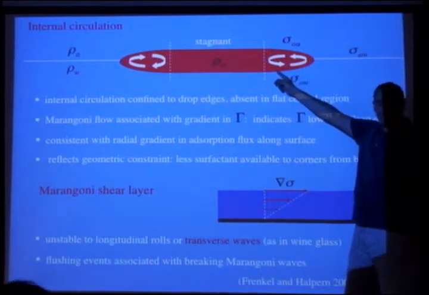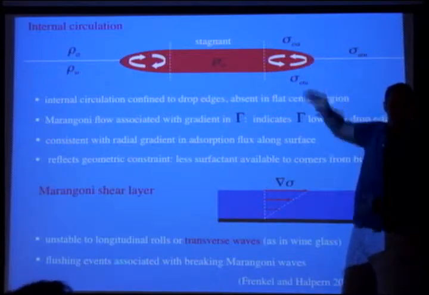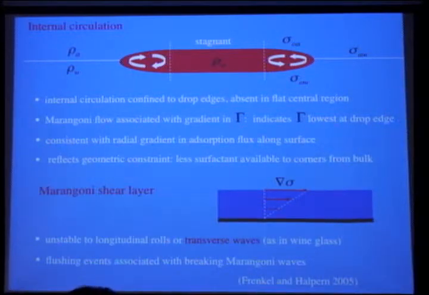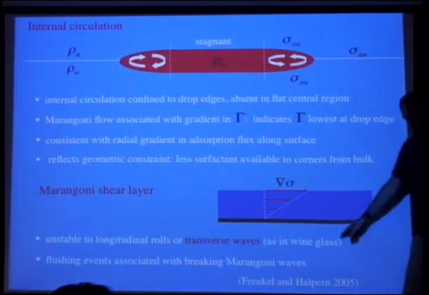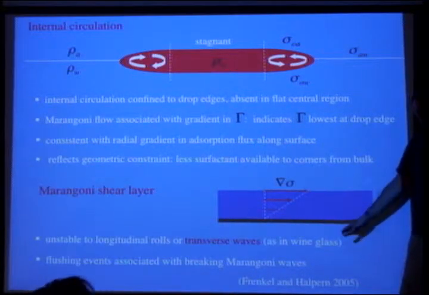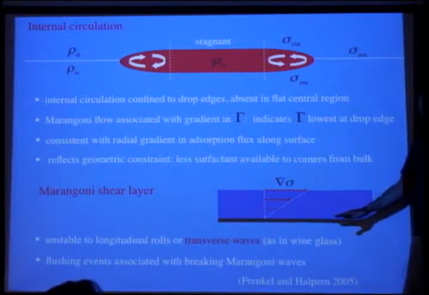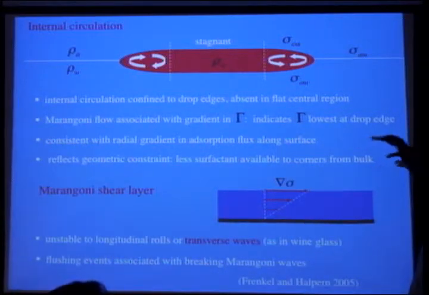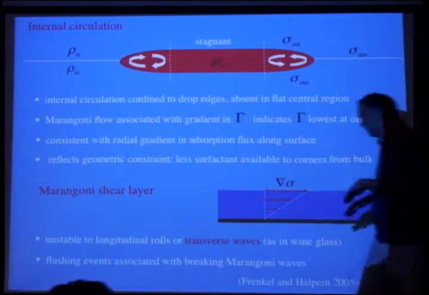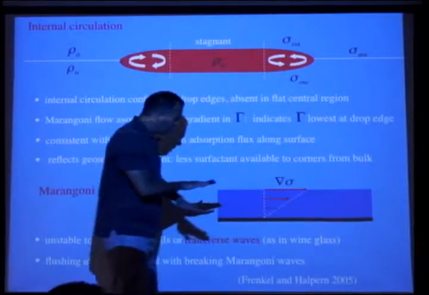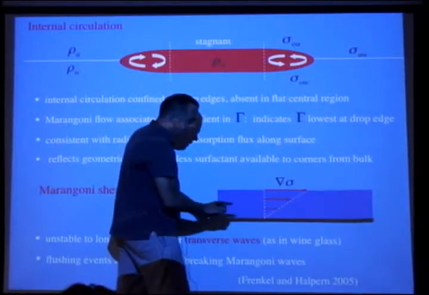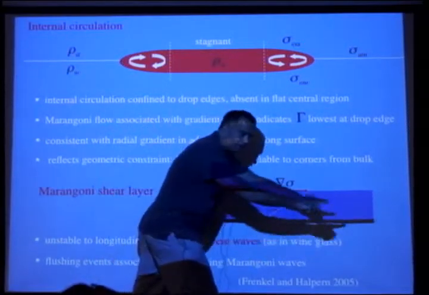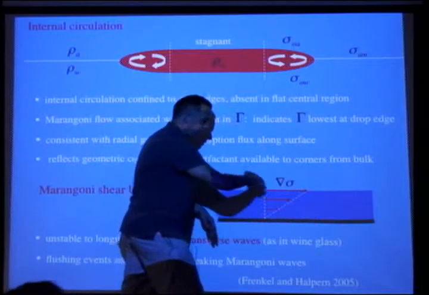So now we have a Marangoni shear layer, right? And if you remember in the tears of wine, we saw that these can go unstable to two different types of instabilities. One is longitudinal rolls. So if we have a layer, well, let's use this geometry. This is our layer of wine, and this is our surface tension gradient. Then we can get rolls like this, or you can get waves like this.